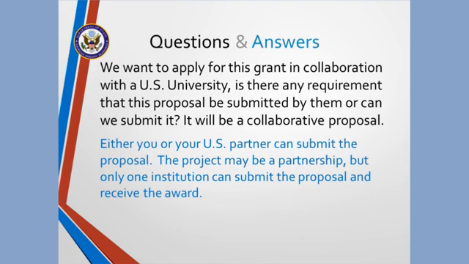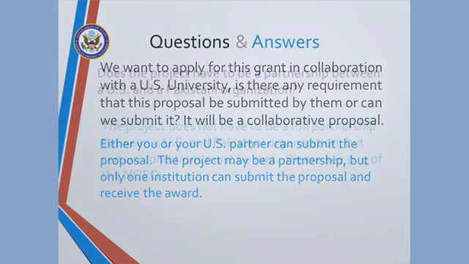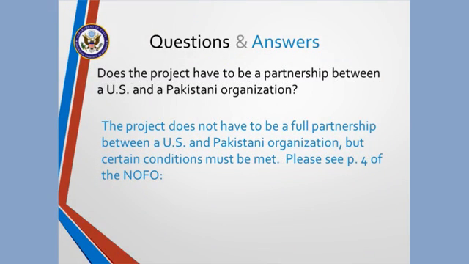And this is an important question as well, because there is only one primary applicant on any proposal. So that means that you, as the Pakistani partner, or the U.S. partner, can submit the proposal. It can be a partnership, but again, only one institution can submit the proposal and receive the award. We certainly welcome partners and plans for subgrantees, and the more detail that is provided in advance, the better.